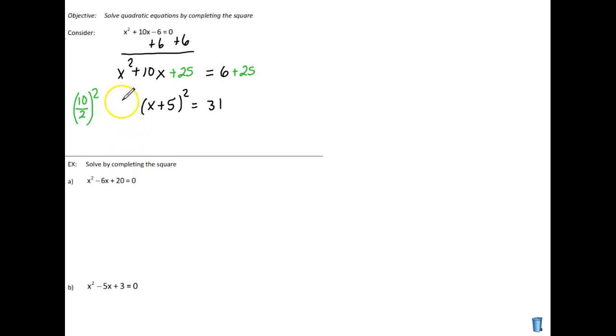Well, this looks very similar to a problem we just worked out in the last section, which is I can take my plus or minus square root of both sides in order to solve. So I now have x plus 5, and that equals plus or minus square root 31. My final step to get my x by itself is to subtract the 5, and I'm going to leave that out in front. It becomes negative 5 plus or minus the square root of 31.